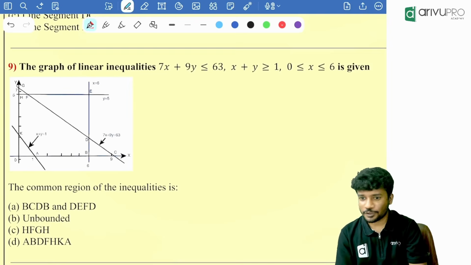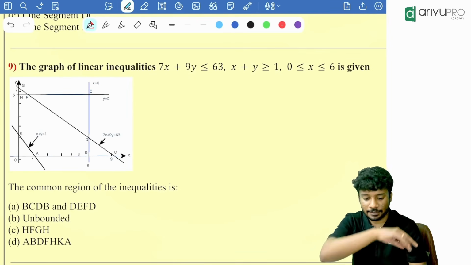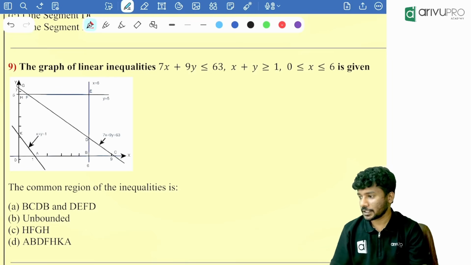Everyone knows how to draw the graph now. So it will be much easier for us. Anyway, it will be easy. Sakshini, got it? Yes, good.